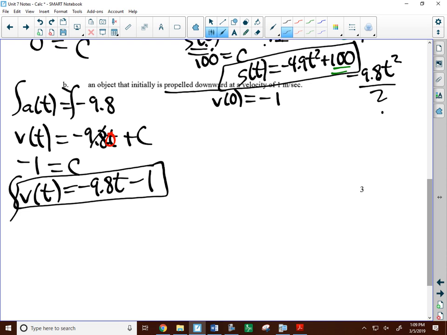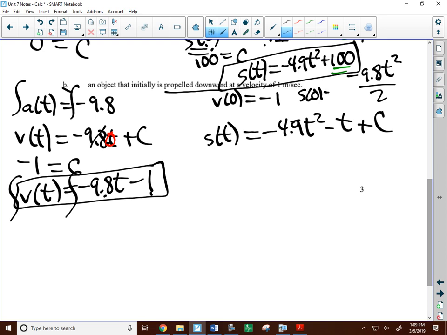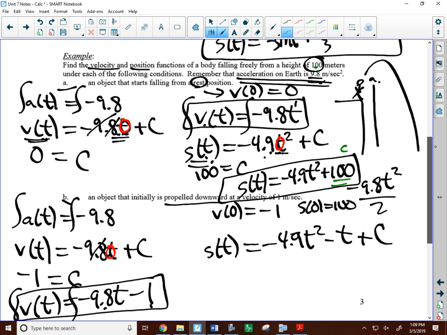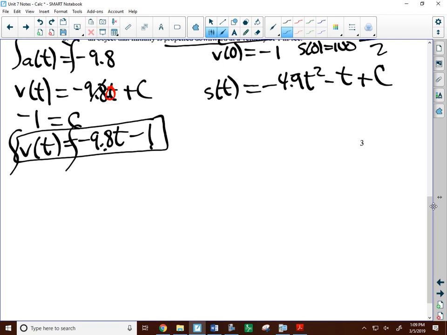All right, one more time. The integral of v of t is s of t. We just did this one. Same as before, negative 9.8 t becomes negative 4.9 t squared. Here the antiderivative of negative 1 is negative t plus c. Now we're going back, same as the last one. The initial height is 100, the height of the building. So we really know s of 0 is 100.